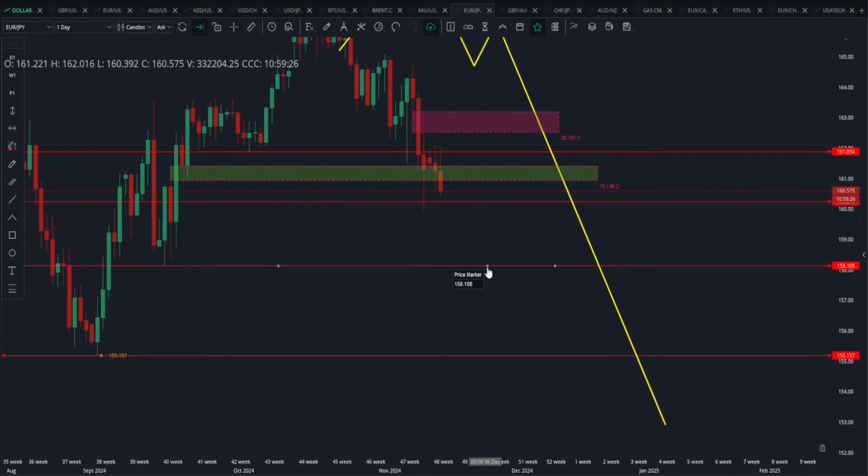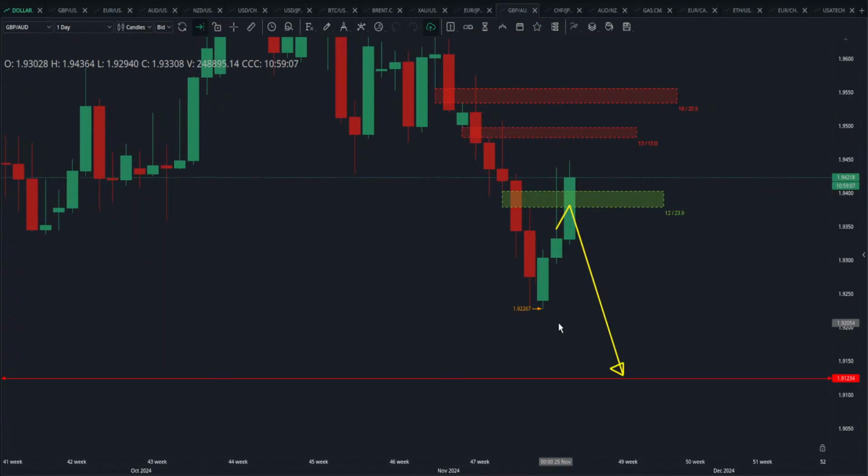So the first target for me is 158.10, provided that today the price is able to manage a close below this fair value gap. Also, on the way down, it has created another fair value gap, which, if the price is able to go there for some reason, will reject the price again to the downside. That is my expectation.